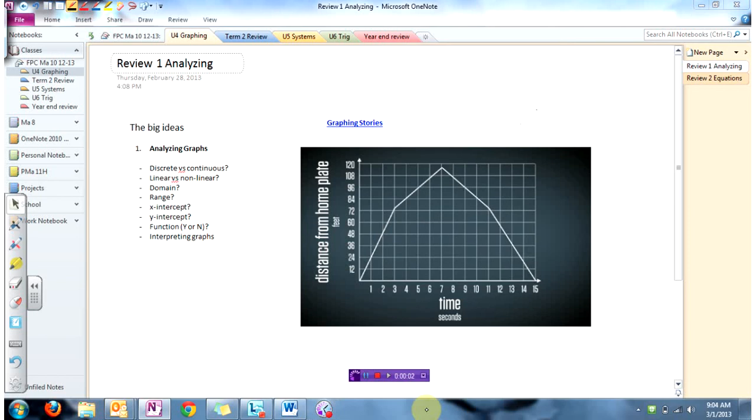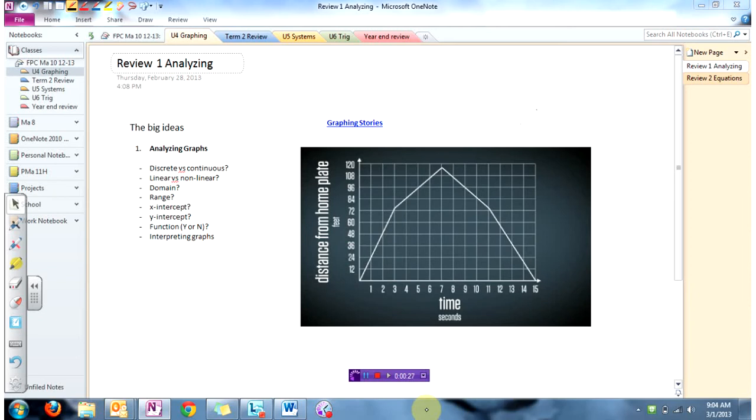So I'd like to finish off this unit with a couple of videos just reviewing the big concepts that we learned in graphing for Math 10. And the first big concept is how do you analyze a graph? In other words, describe exactly what the graph is showing you. And there's some fair number of words involved in it. I've listed them on the left, and I'm just going to work through each one.